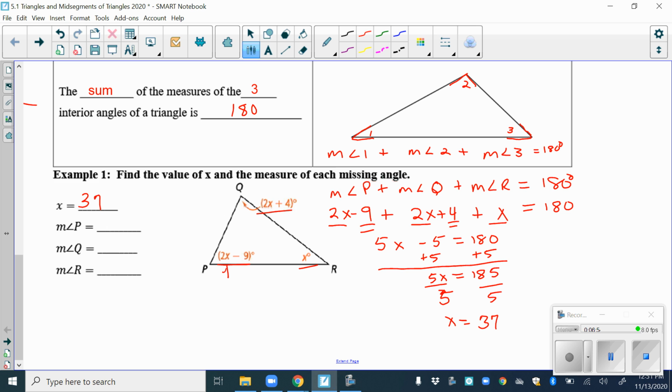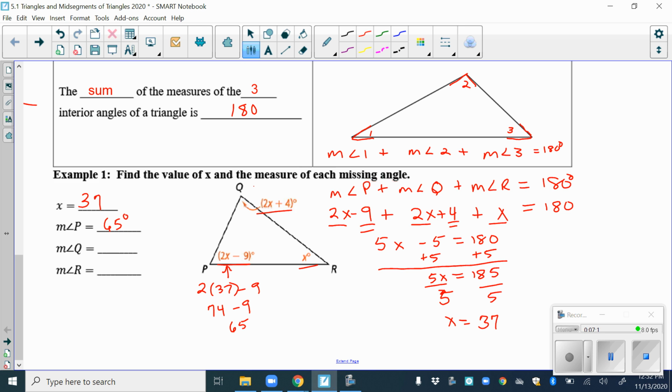So I just go back and plug 37 in here. 2 times 37 minus 9. 2 times 37, 74. Subtract 9, I get 65. So the measure of angle P is 65 degrees.